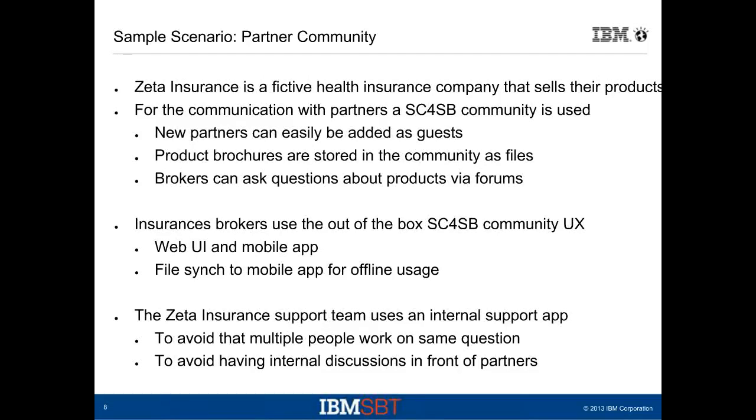So here's a little more about my fictional scenario. The company that I've come up with is called Zeta Insurance, a fictive health insurance company that sells products through their brokers. As I said, they use a SmartCloud community to communicate with their partners. The community is used to share product brochures, to share news, and the brokers can also ask questions about the products via the forums in that community.